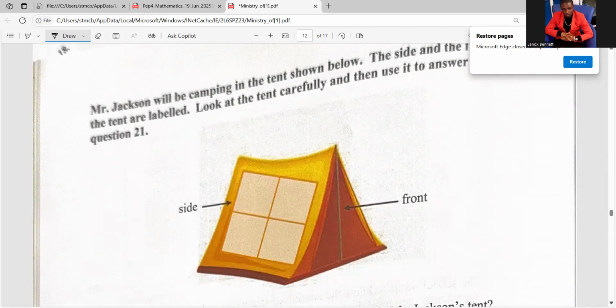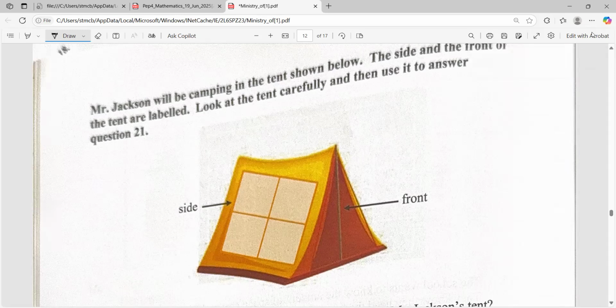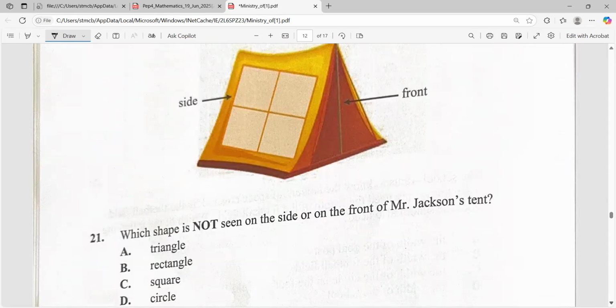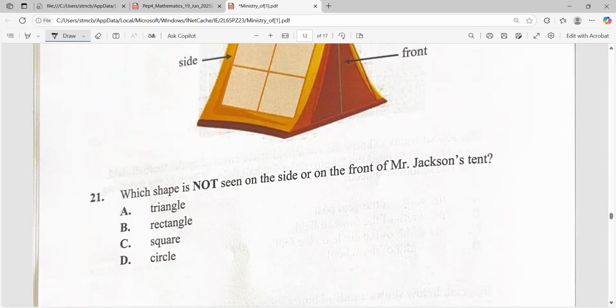Mr. Jackson will be camping in the tent shown below. The side and the front of the tent are labeled. Look at the tent carefully and then answer question 21. Which shape is not seen on the side or the front of Mr. Jackson's tent? Triangle, I see a triangle. Rectangle, I see a rectangle. Oh, a circle.